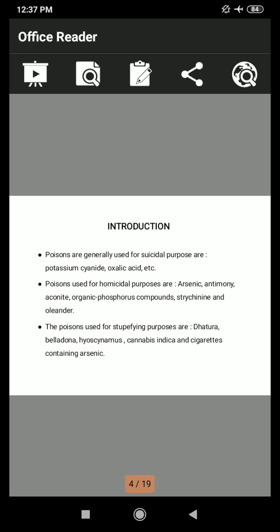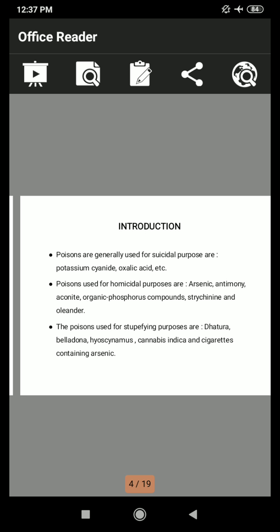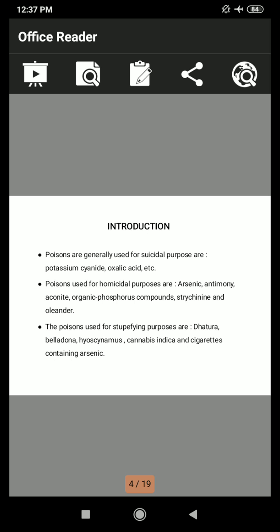Poisons generally used for suicidal purpose are potassium cyanide, oxalic acid, hydrocyanic acid, opium, barbiturates, organophosphorus compounds, and arsenic. Poisons used for homicidal purpose are arsenic, antimony, aconite, organophosphorus compounds, strychnine, and oleander. Poisons used for stupefying purpose are datura, belladonna, hyoscyamus, cannabis indica, then cigarettes containing arsenic.